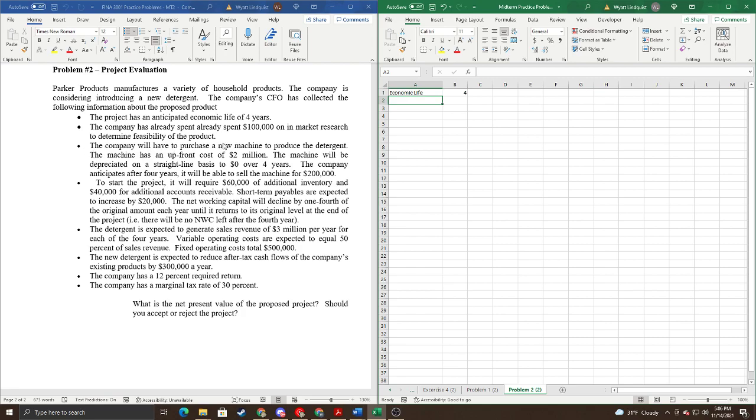Now, the company will have to purchase a new machine to produce the detergent, and the machine has an upfront cost of $2 million. So, machine cost of $2 million.